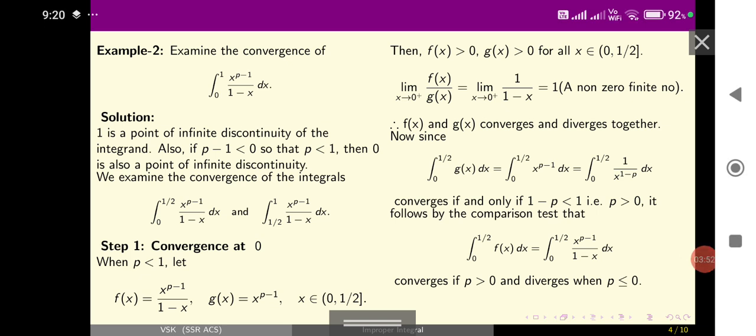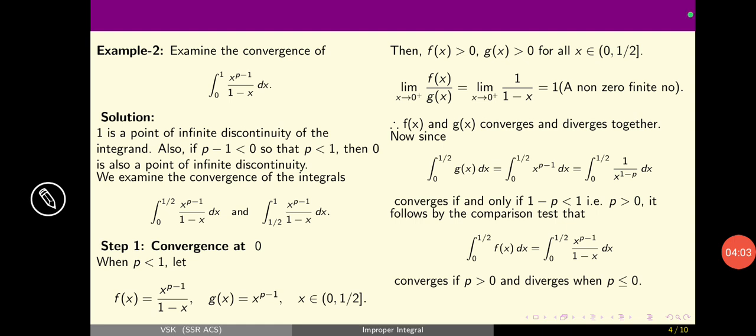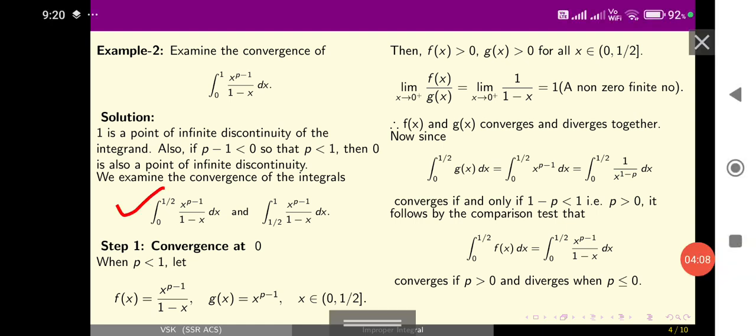So again we'll break the interval 0 to 1 into two parts, 0 to 1 by 2 and 1 by 2 to 1, and we examine the convergence of the integral from 0 to 1 by 2 of x to the power p minus 1 upon 1 minus x dx and the integral from 1 by 2 to 1 of x to the power p minus 1 upon 1 minus x dx. So step number 1, convergence at 0 when p is less than 1, that is, this is the condition.